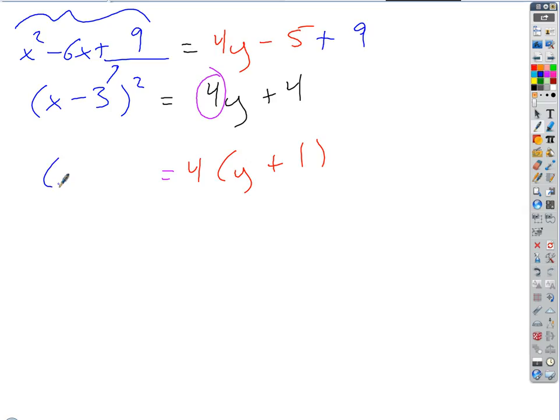That's in standard form, isn't it? Okay, why might that be useful? Well, once it's in standard form, we should be able to identify what h and k and p are, right?